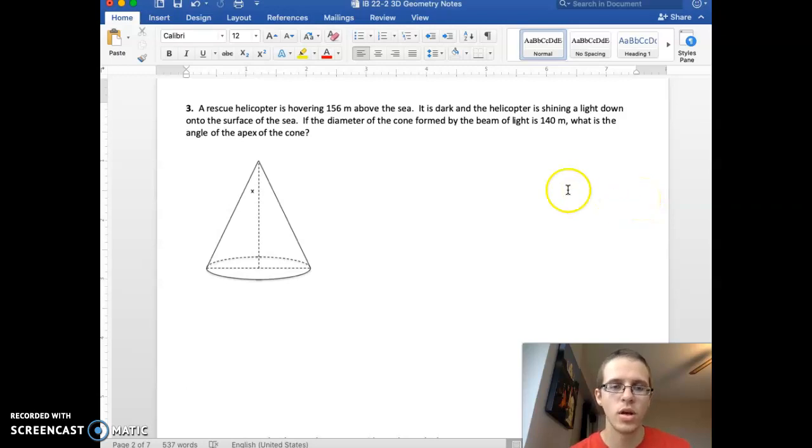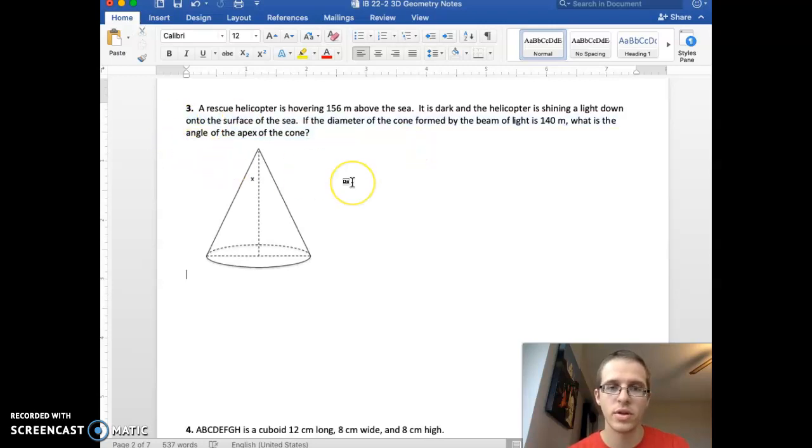And let's talk about number 3. Talking about a rescue helicopter hovering 156 meters above the sea. So I want to label this, but I'll do that in a second. It's dark. The helicopter, this cone is basically the light that's shining down onto the surface of the sea. Diameter is 140 meters. And we want to know the angle of the apex of the cone.